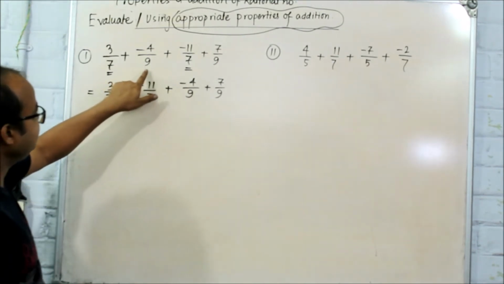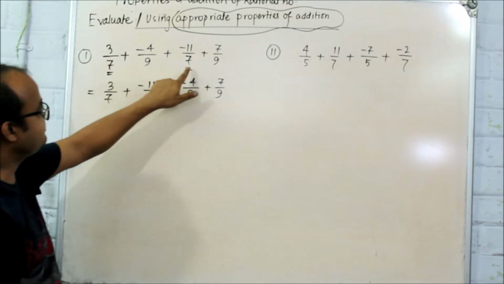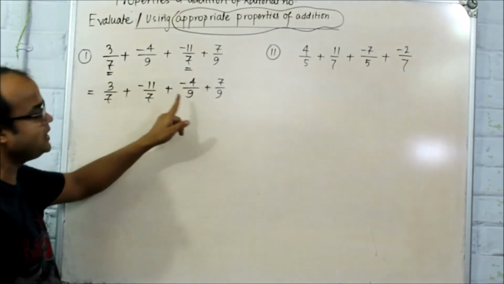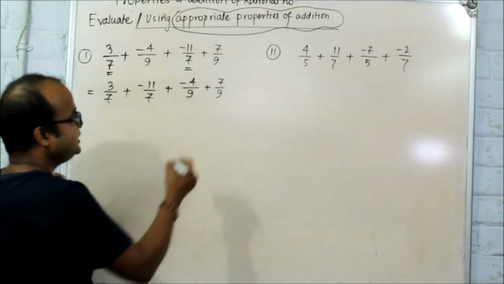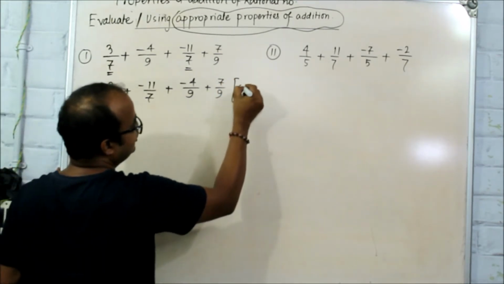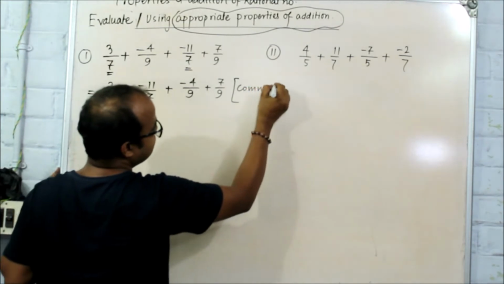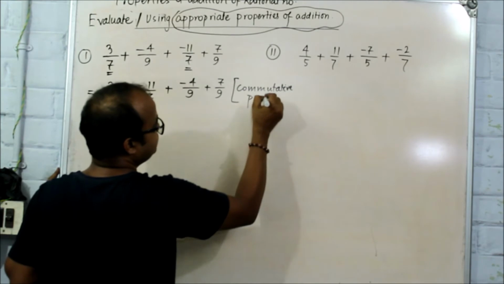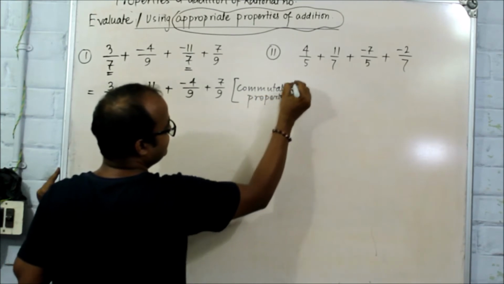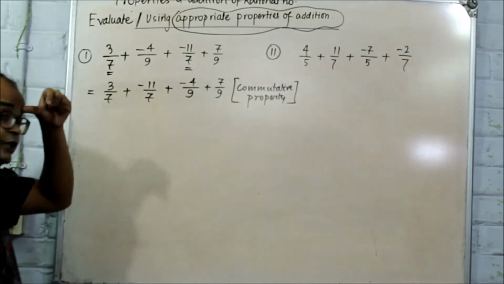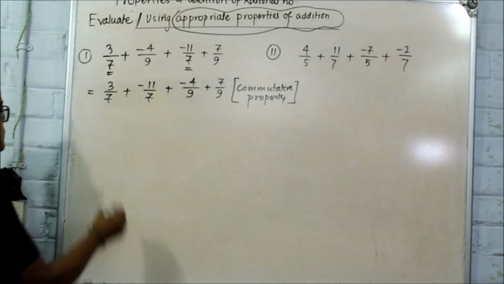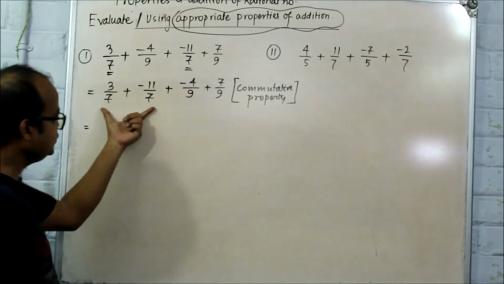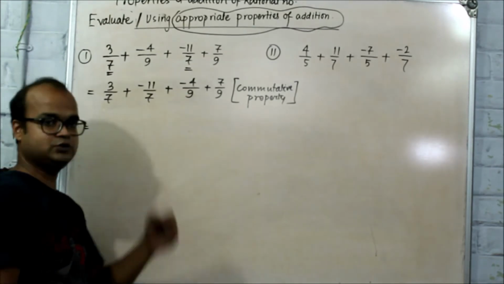That means, suppose if it is A, it is B. So A plus B, I am writing as B plus A. That means here I am using the commutative property. Clear? Now, first we simplify these two terms together and these two terms together.